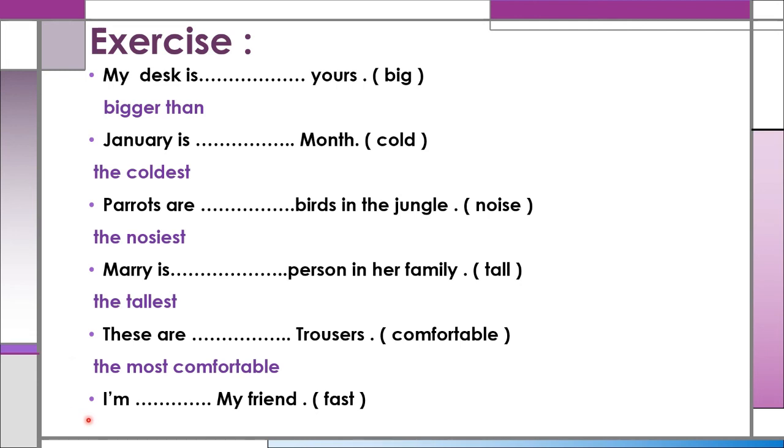The last one, I am blank my friend, and we have fast. Here we have to use a comparative adjective. Why? Because we have two items. We compare two items. I am faster than my friend.